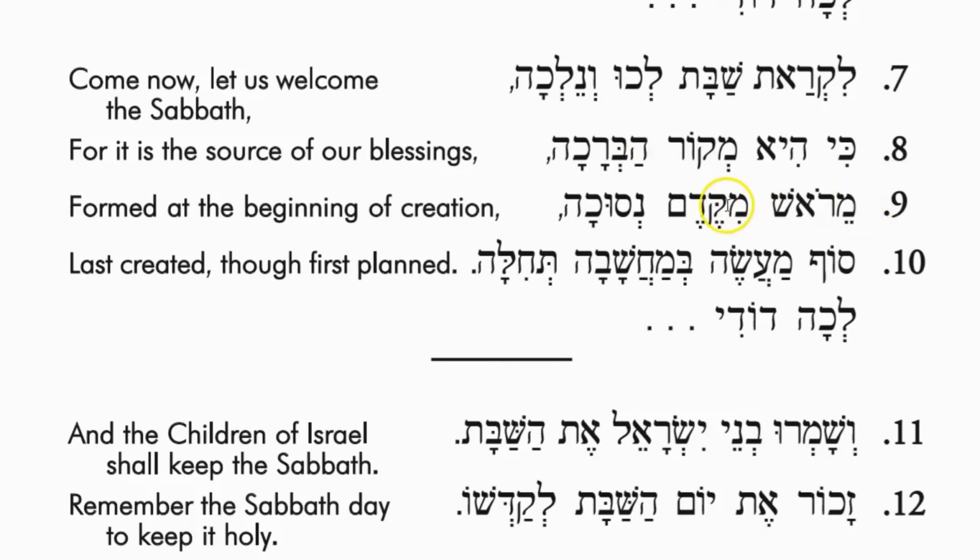Mirosh mekedem nesucha, formed at the beginning of creation. Sof maaseh, the end in terms of action. The Sabbath came at the seventh day of creation. V'makshava techila, but in thought, in the plan of all things, it was first. In other words, the Sabbath was planned from the beginning. Creation was to be seven days, and the first day, so to speak, came into existence so that there could be a last day, and the last day would be the Sabbath. Lecha Dodi.